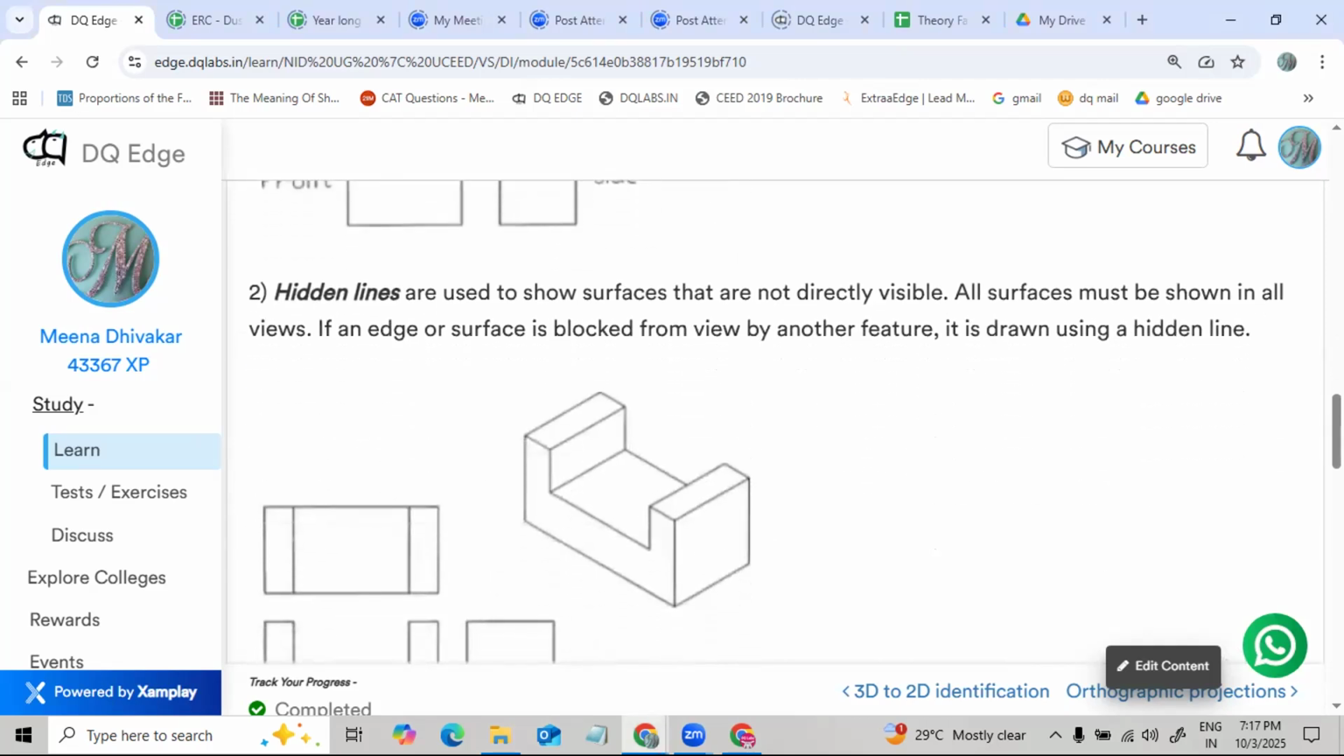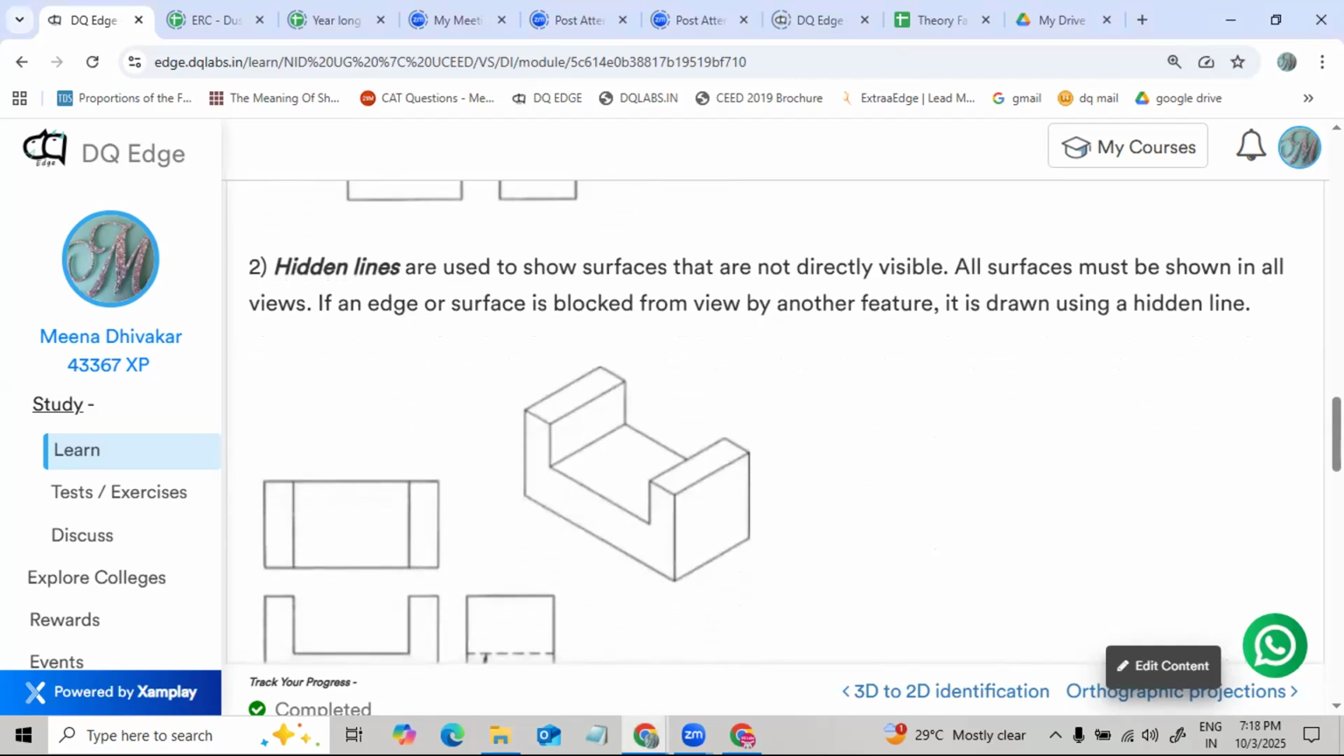Okay. Coming to next, hidden lines. Hidden lines are used to show surfaces that are not directly visible. All surfaces must be shown in all the views. But if an edge or surface is blocked from view by another feature, it is drawn as a hidden line. What is that? I'll show you. For example, when I take a top view of this figure, how many surfaces could be seen when I say top view?